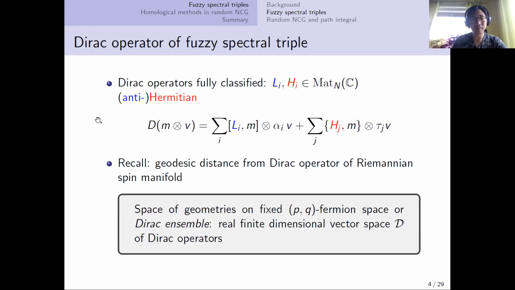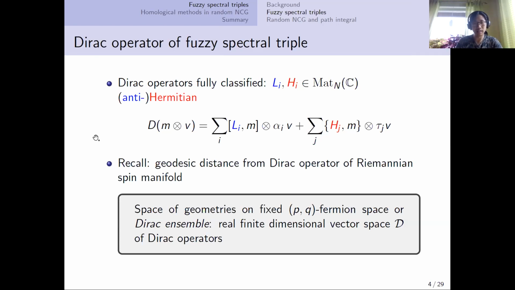All right. So, for fuzzy spectral triples, it's nice because we know what the Dirac operators look like. They are fully classified, and there's an explicit formula for them. They're basically given by this kind of a sum. We have commutators with an anti-Hermitian matrix inside and another term with anti-commutators with Hermitian matrices inside. And these alphas and taus are just some products of gamma matrices. So this is the rough form of a Dirac operator.